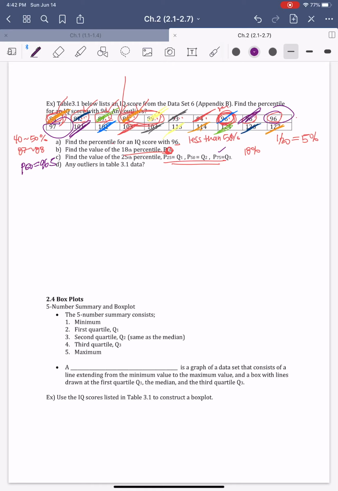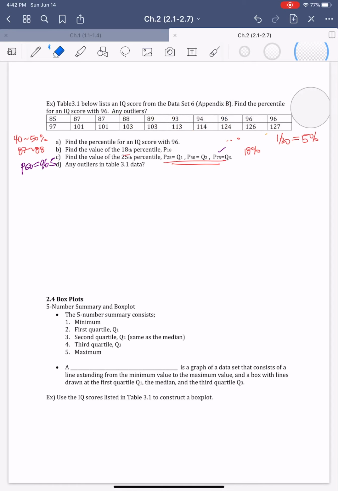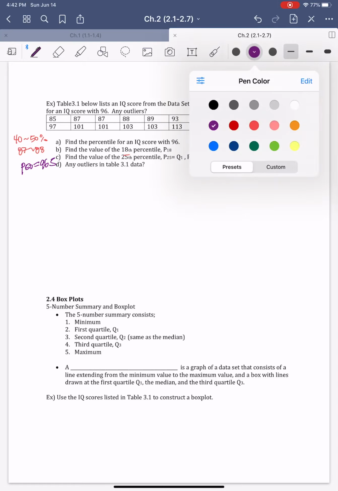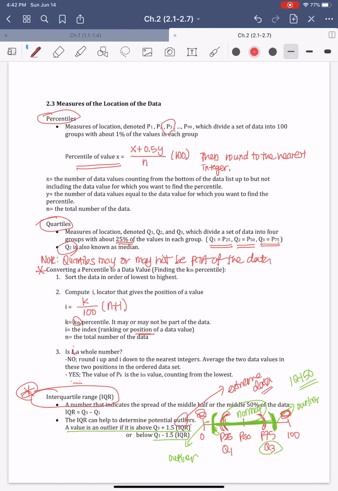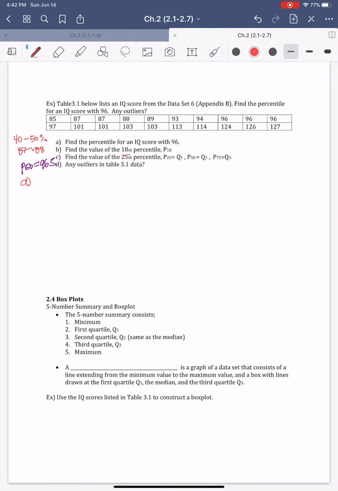So here was my prediction. Let's double check and see if our prediction is correct. Okay, part A. We have to find the percentile for an IQ score of 96. So let's go back to the previous page that's asking percentile. I use the first formula. Let's copy down the formula.